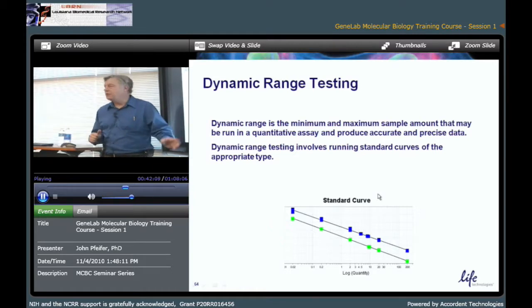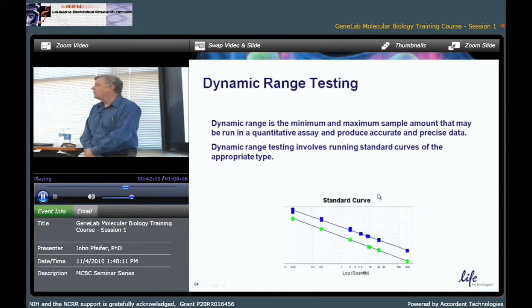And there are many factors involved in dynamic range, such as the quality of the RNA, whether inhibitors are present, and reverse transcription issues. That means you have to empirically determine dynamic range. You can't just assume it.